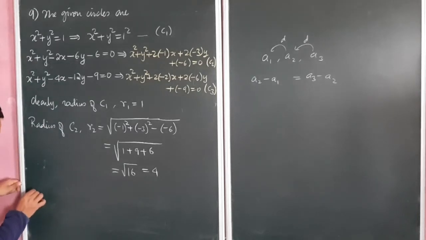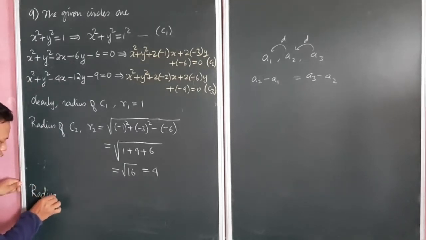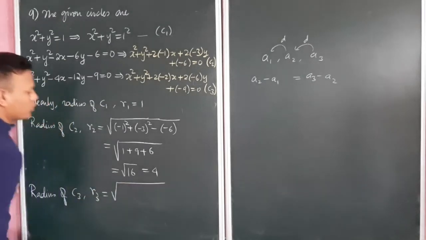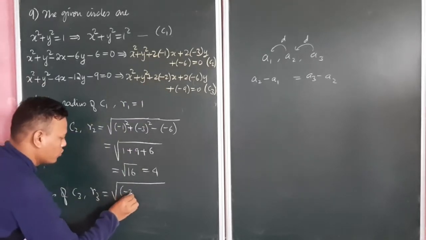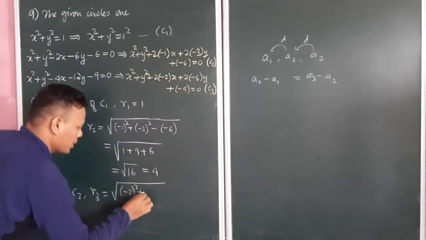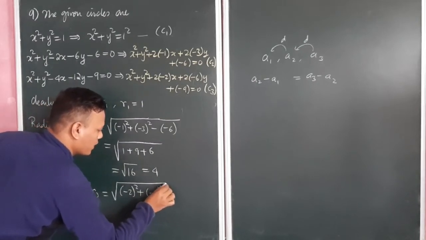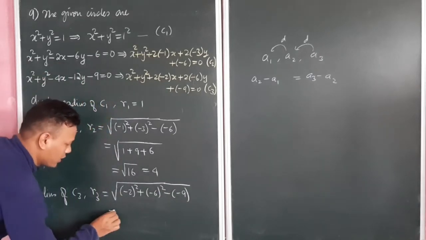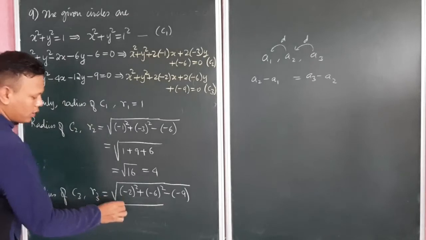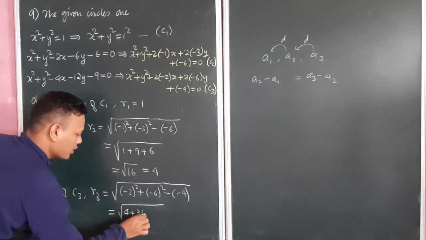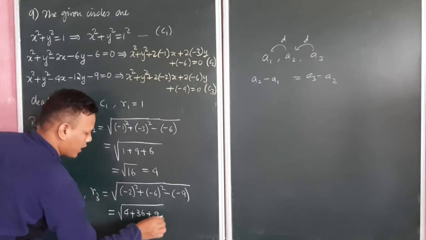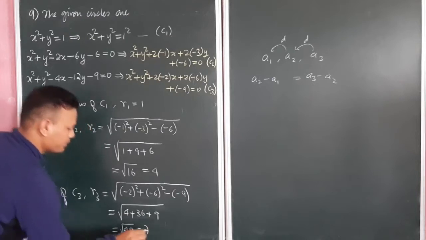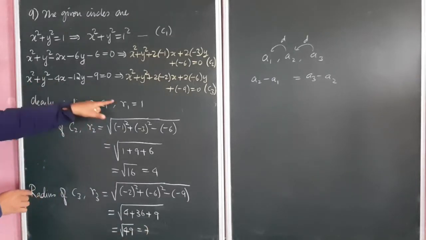Now the radius of C3, let me call this R3, will be equal to the square root of g square, where g is minus 2, so minus 2 square, plus f square, where f is minus 6, so minus 6 square, minus c, where c is minus 9. Okay, so we have 2 square is 4, plus 36, plus 9, and if you add them you will get the square root of 49, which is 7. Yes, so we got R1, R2 and R3.